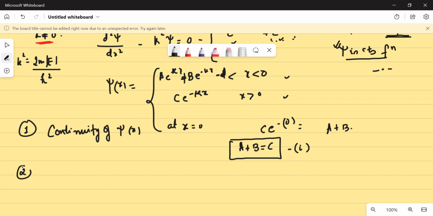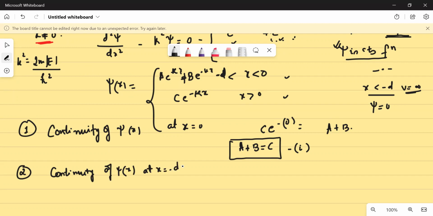And second thing, you can apply the continuity condition at x equals minus d also. You know that for all x less than minus d, your wave function must be 0 because you have an infinite potential there. So continuity of psi at x equals minus d gives a 0 is equal to a plus b. So it implies your b should be equal to minus a.